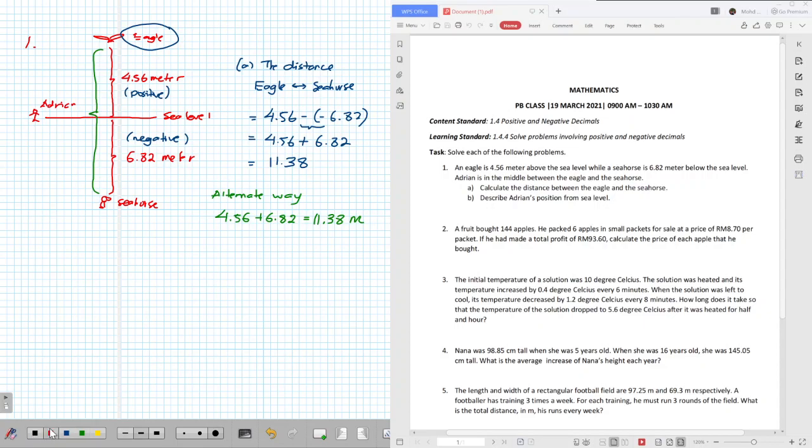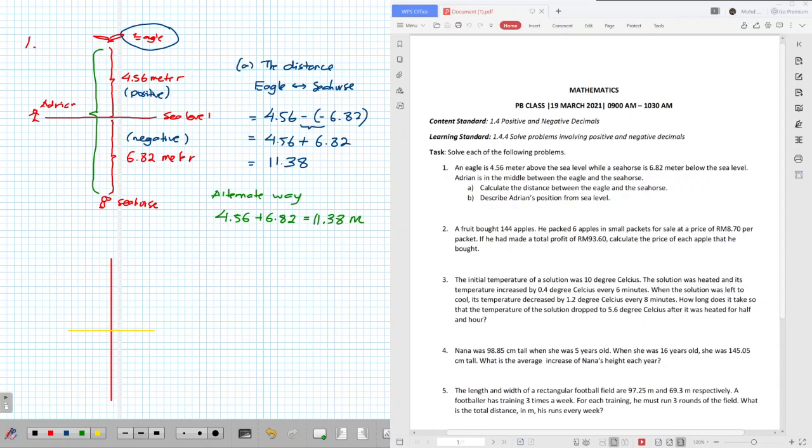Question B: describe Adrian's position from the sea level. How are we going to describe Adrian's position from the sea level? We don't know where Adrian is, so we want to assume. It states that Adrian is in the middle of the eagle and the seahorse, but not at the sea level. Let me correct the previous one. Remember, Adrian is in the middle between the seahorse and the eagle. Let me write down in the middle here.